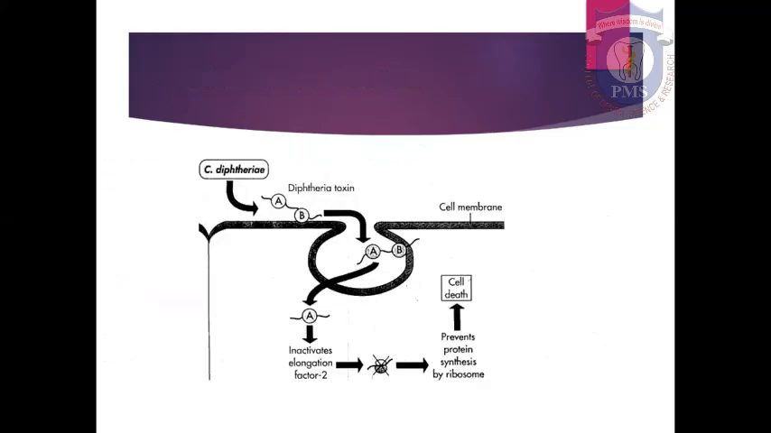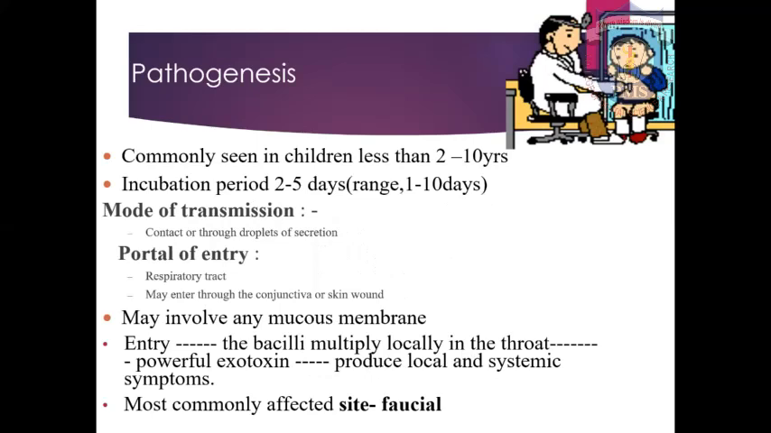This is the figure showing the mode of action of diphtheria toxin. A has enzymatic activity. B will bind to the host cell receptors. Fragment A will inactivate elongation factor 2, thereby preventing protein synthesis by the ribosome and causing cell death.